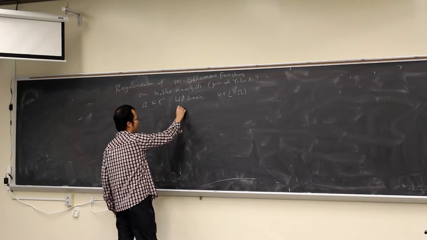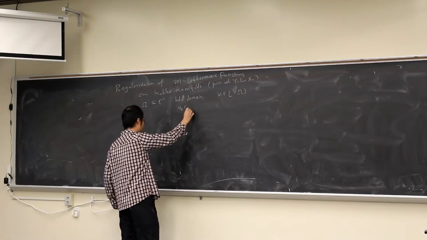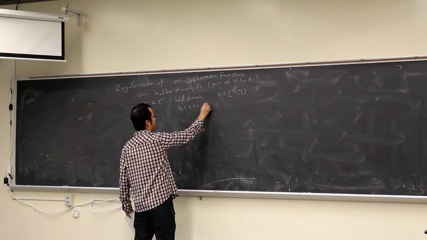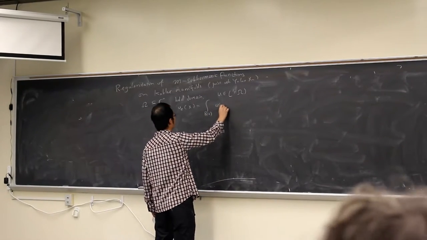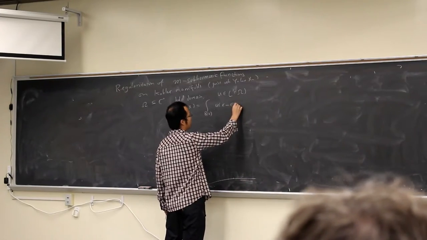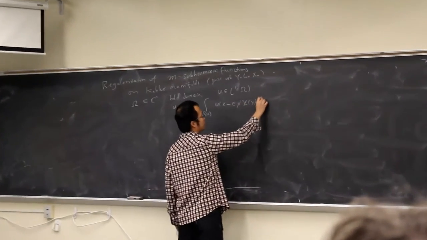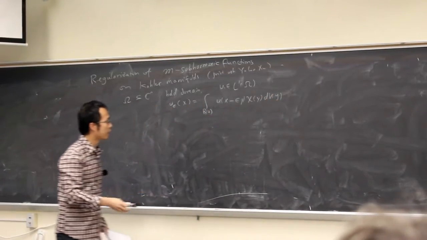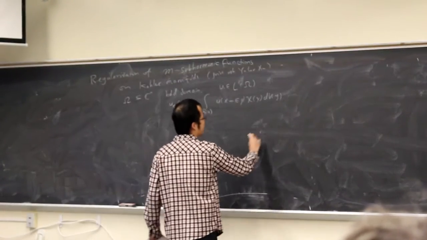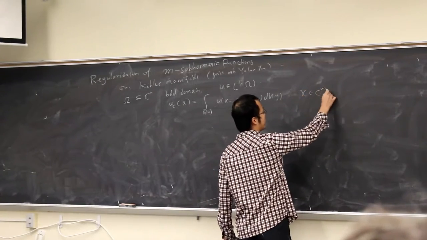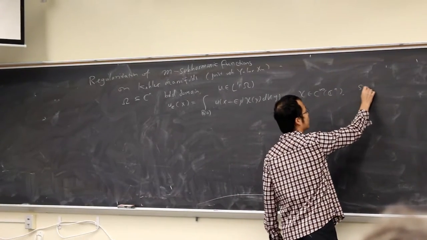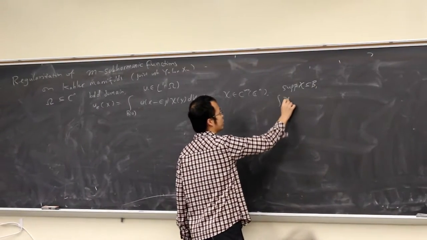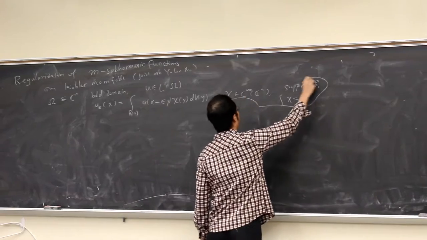So the familiar way to regularize this U is to say that U epsilon of x is the integral over the unit ball of U of x minus epsilon y, chi of y, dV of y, where chi is a C infinity function on Cn such that it's supported in the unit ball, and the integral of chi is equal to 1. So that's the standard smoothing kernel.